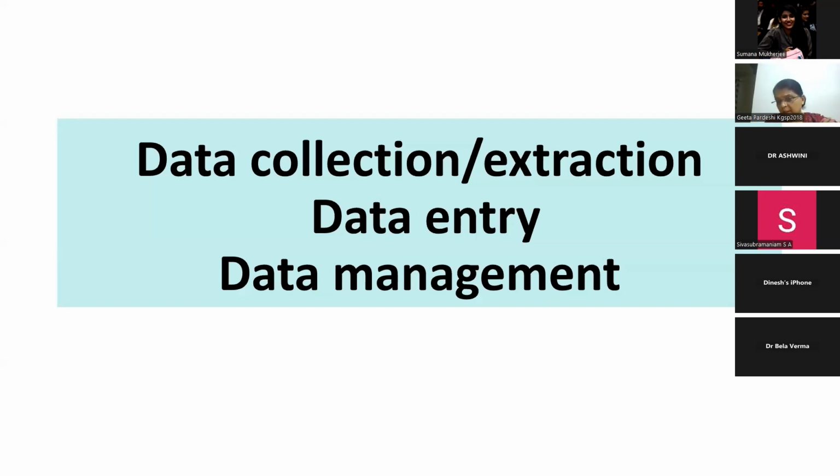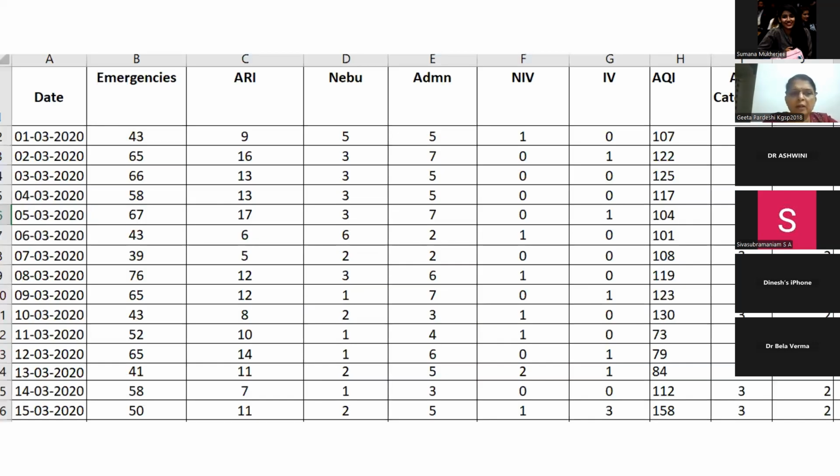Once we are clear about our variables of interest, you have to extract the data from the respective resources, do data entry, and properly manage your data to ensure that there are no mistakes and no missing data. When we did that, this is the kind of sheet we got. We have the different dates, then the number of cases coming to the emergency with ARI, requiring nebulization, requiring admission, requiring non-invasive or invasive ventilation. From the Central Pollution Control Board website, we extracted daily data for the AQI value. We know the cutoffs for the AQI categories, so we categorized them accordingly.